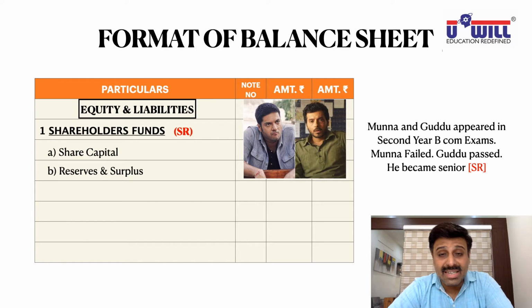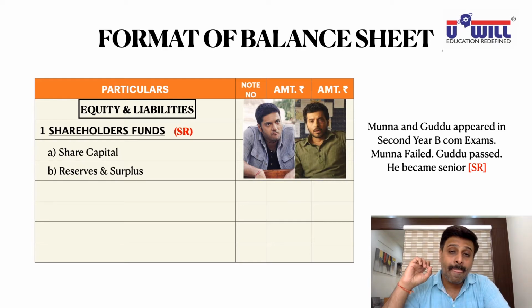Okay. Now reserves and surplus will include all the kinds of reserves: general reserve, securities premium, capital reserve, capital redemption reserve, debenture redemption reserve. All the kinds of reserves will come in reserves and surplus, and the profit and loss statement's final closing balance will also come in reserves and surplus. Here in reserves and surplus, the word surplus means what? The word surplus means the balance of P&L account which will be recorded over here.